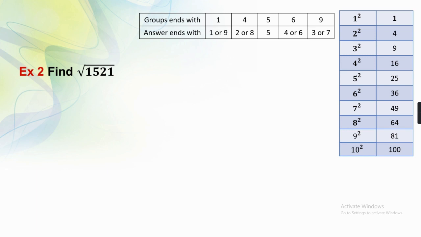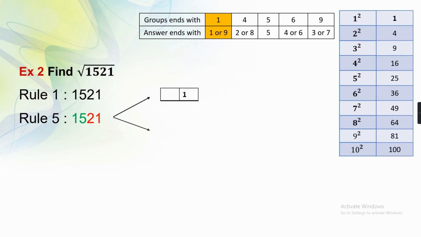And in a similar way, we have to find the square root of 1521. By rule 1, the given number ends with 1. And by rule 5, we have to split the number into pairs, that is, 15 is one pair and 21 is another pair. Here, the digital root of 1521 is 1 plus 5 is 6, and 6 plus 2 is 8, and 8 plus 1 is 9. So, the given number is a perfect square number and ends with 1. So, our answer will end with 1 or 9.